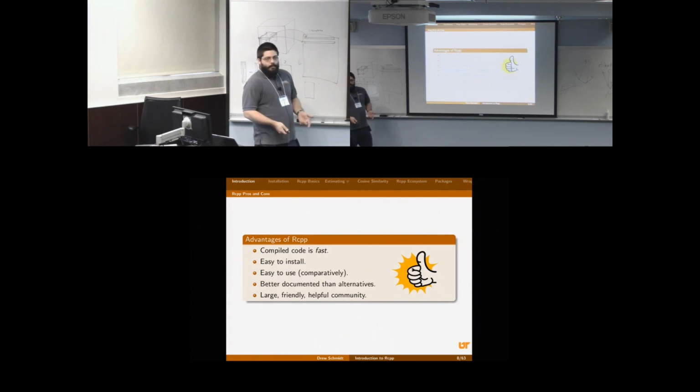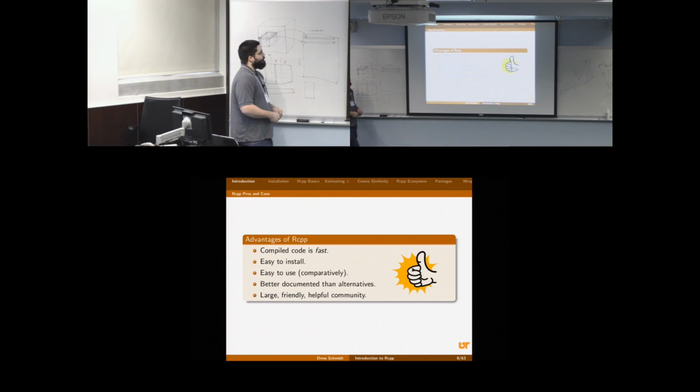So why Rcpp? What are its advantages? Compiled code is fast. It's very, very, very fast. So there are lots of compelling reasons just from speed alone. Rcpp is easy to install. Assuming you have a build environment set up, it just installs and it's fine. It's on CRAN. It's great. It's easy to use compared to other options available. It's better documented than many of its alternatives.